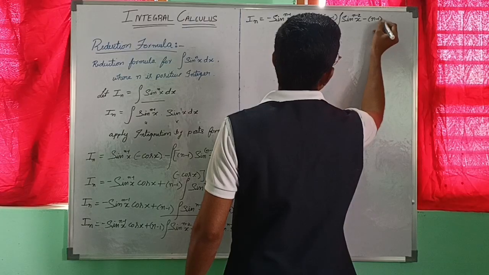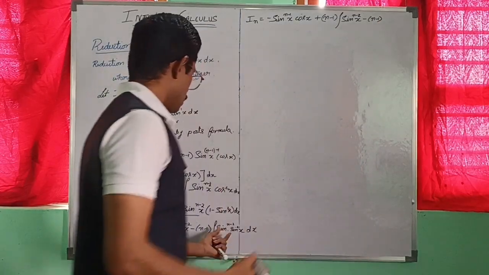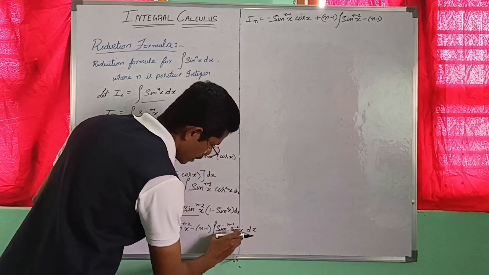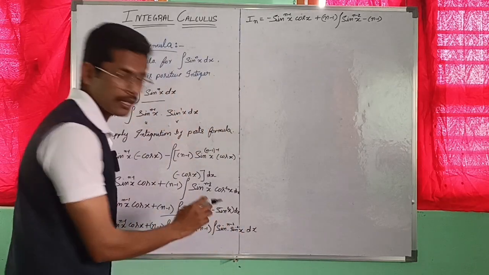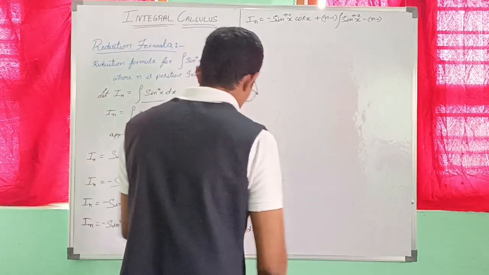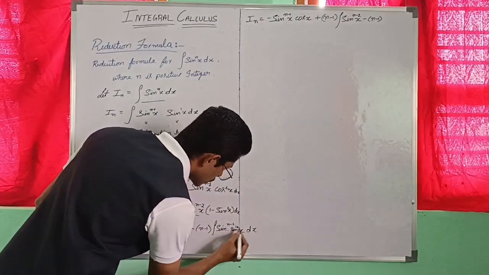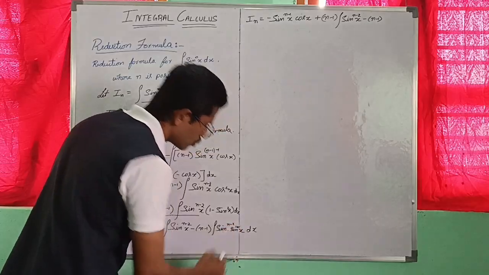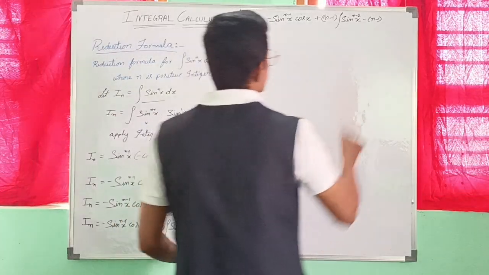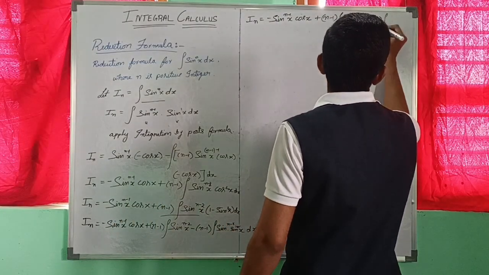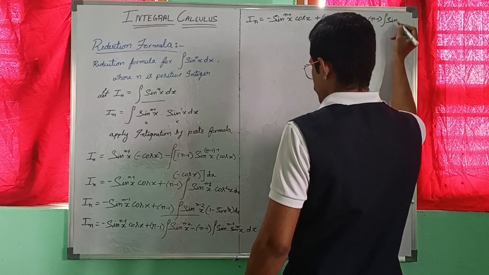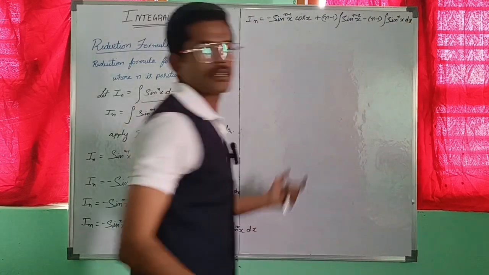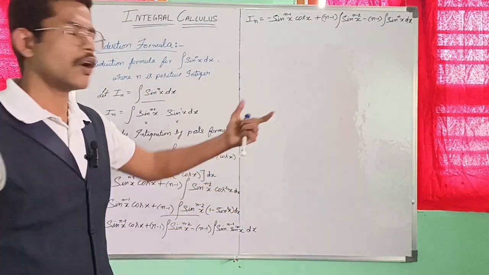minus n minus 1 integration sine power n minus 2 x into sine square x. When we multiply the bases, when the bases are the same, the powers should be added, right? So when we add, here there is a plus sign, here there is a minus sign. Plus into minus is minus. So these two will cancel. The remaining part is integration sine power n x dx. Did you understand?